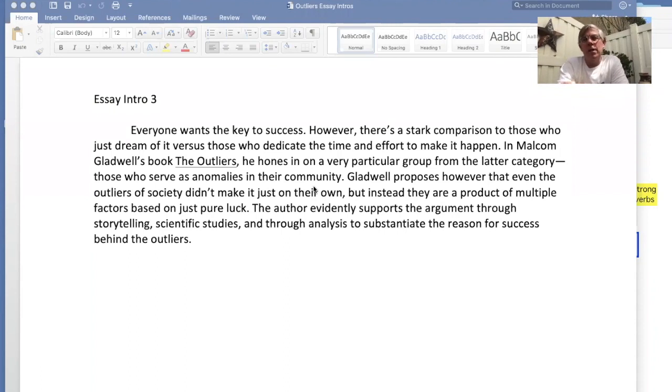Everyone wants the key to success. However, there's a stark comparison to those who just dream of it versus those who dedicate the time and effort to make it happen. In Malcolm Gladwell's book, Outliers, he hones in on a very particular group from the latter category, those who serve as anomalies in their community. Gladwell proposes, however, that even the outliers of society didn't make it just on their own, but instead they are a product of multiple factors based on just pure luck. The author evidently supports the argument through storytelling, scientific studies, and through analysis to substantiate the reason for success behind outliers.